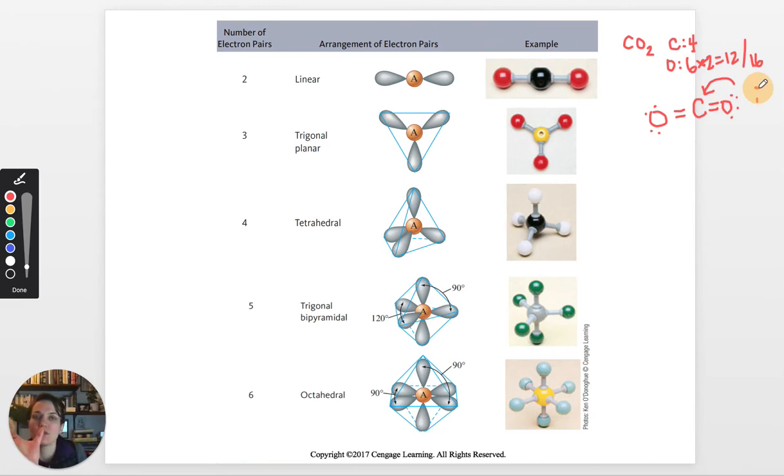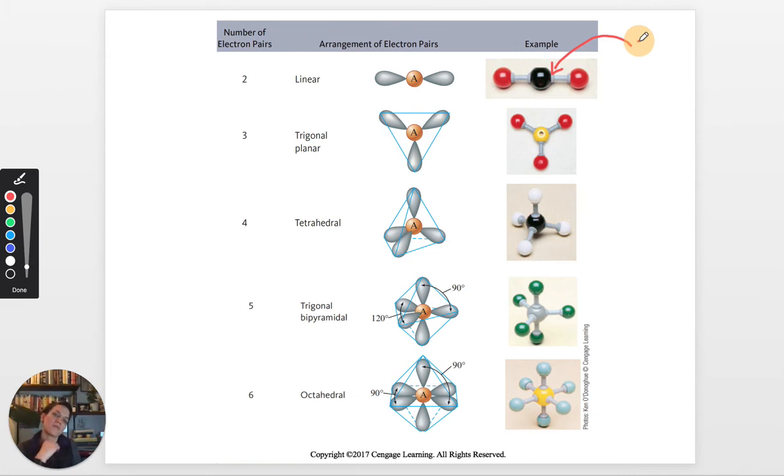For my oxygens, I would say that they have 3 things around them. So each oxygen has a double bond and 2 lone pairs. So that's 3 things. But we care about our carbon, right? Because we're always going to be evaluating the central atom in a molecule. At least for now, in chapter 9, that'll change. So this is linear. There's actually a couple examples in this chapter, but the structure will be given to you.